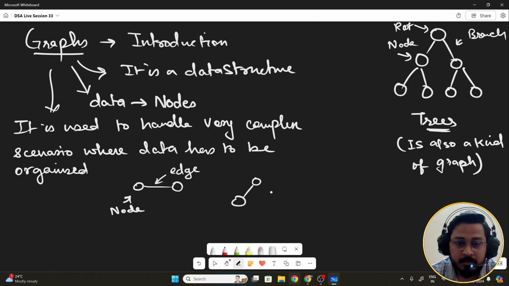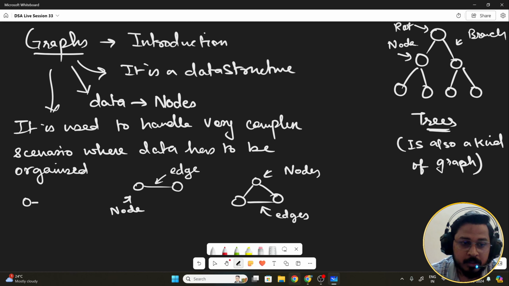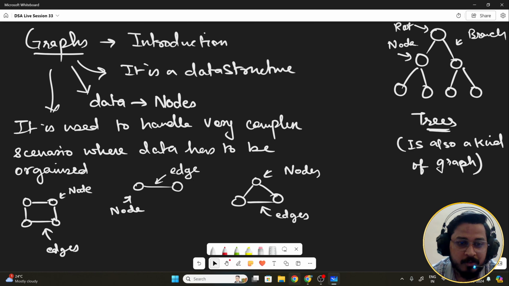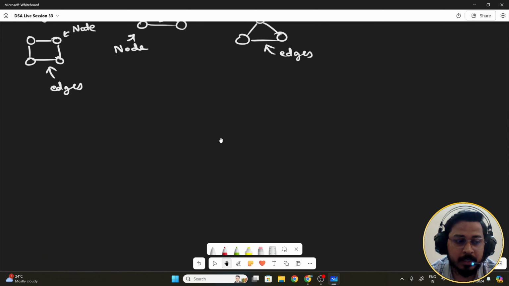This is also a graph where these are the nodes and these are the edges. This is also a graph, where these are the nodes and these are the edges. I hope everyone is getting my point of what and how the graph data structure looks like. Okay, guys, we'll go a little bit further into this.